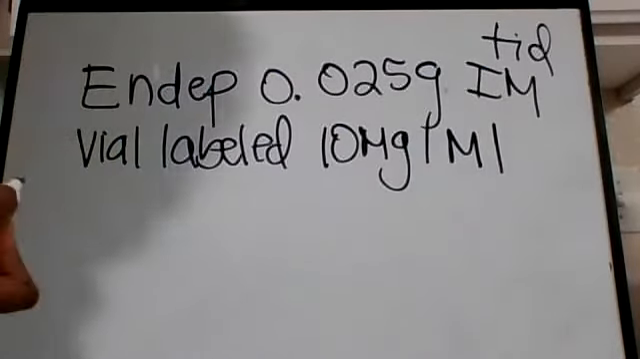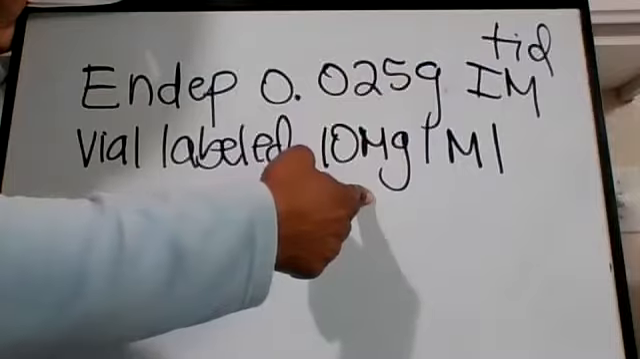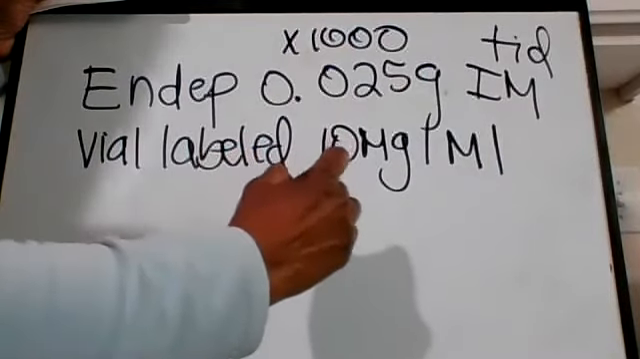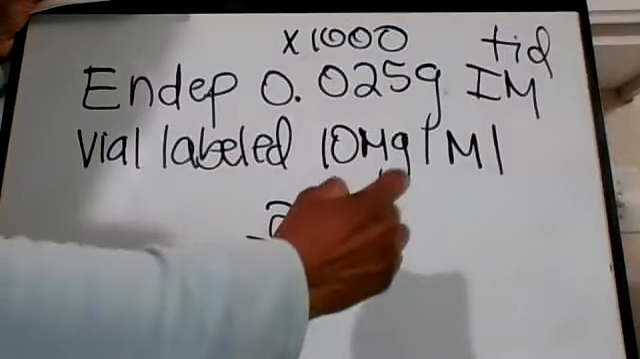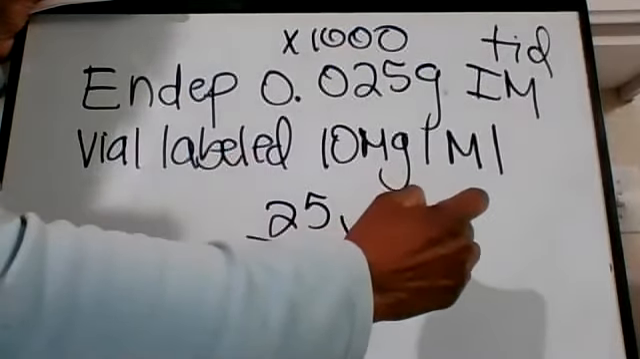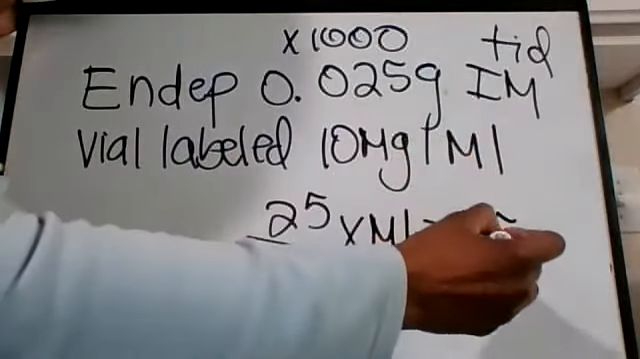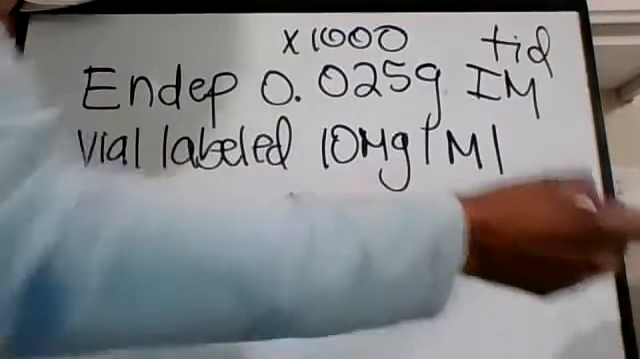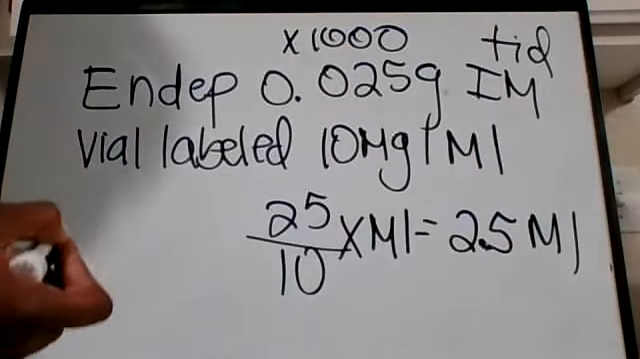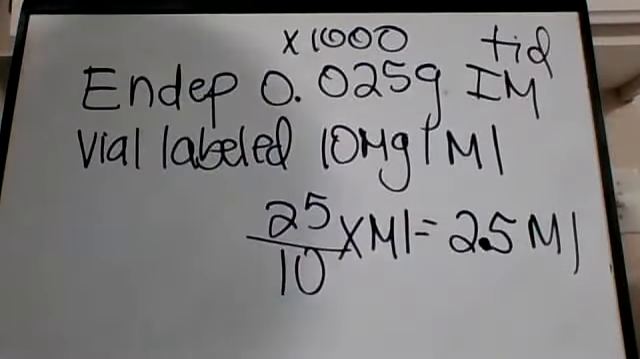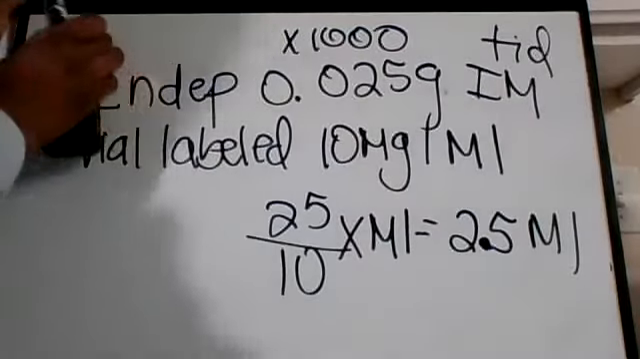Wow, this black marker is so much better. All right, so we have to convert grams to milligrams. So we're going from largest to smallest, multiply by 1,000, and we come up with 25 divided by 10 times milliliter, and we come up with 2.5 milliliters. Okay, hope you guys can see that. 2.5 milliliters. There's my decimal. All right, a few more to go.